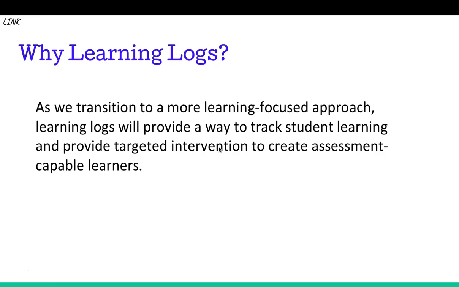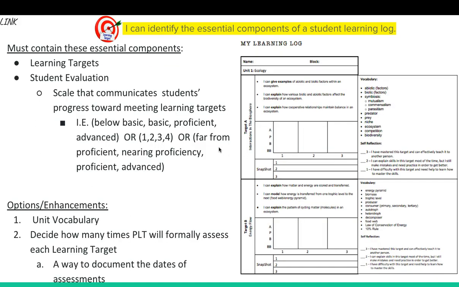We're intentional about what we're teaching. We're intentional about how we're assessing it, and then we're intentional about the feedback that we give, so students can create their own learning goals, so they can track their learning toward mastery of the standards that we see are important. So again, as we transition to a more learning-focused approach, these learning logs or student learning trackers will provide a way to track student learning and provide targeted intervention to create assessment-capable learners. And those learning logs would be for both teachers and for students. So teachers can use it to identify where are kids in their own learning, and students use it to identify where am I in my own learning.